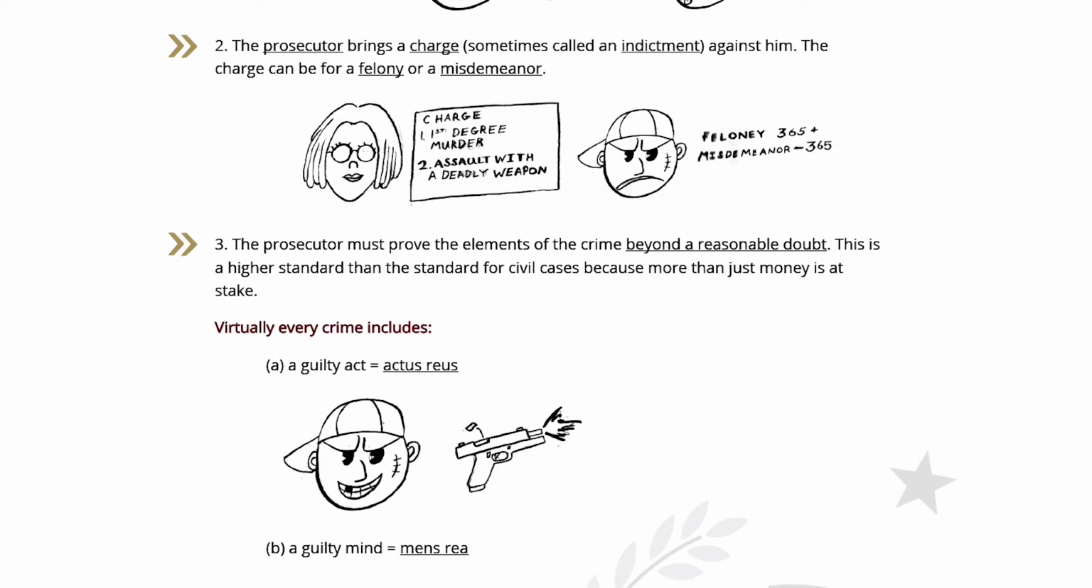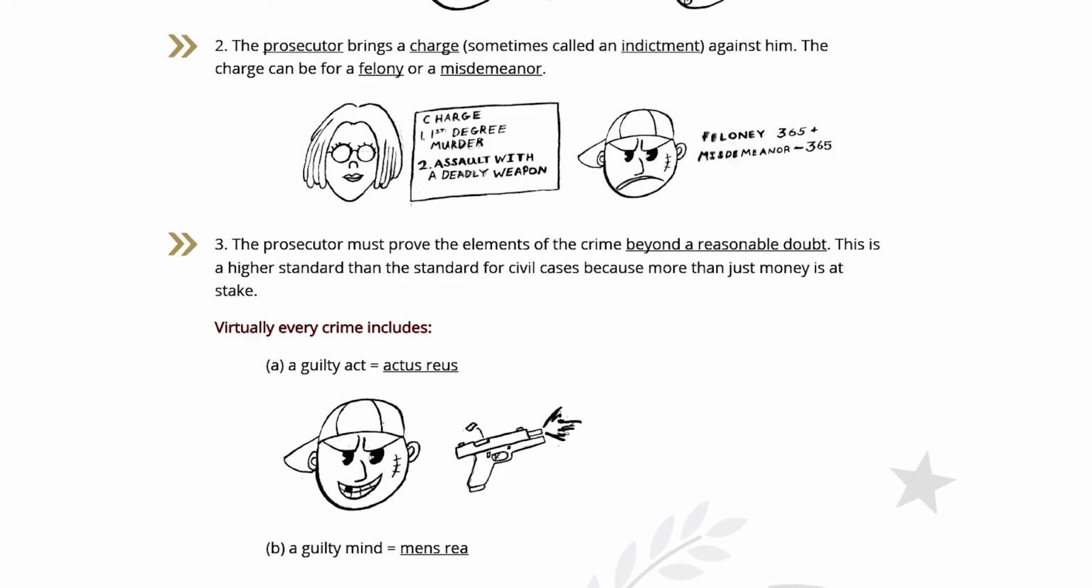This is a higher standard than the standard for civil cases because more than just money is at stake. Here, it's the defendant's liberty and maybe even life that's at stake. So therefore, the prosecutor has to prove beyond a reasonable doubt that the defendant committed the crime. Virtually every crime includes 2 elements, a guilty act, also called an actus reus, and a guilty mind, also called a mens rea. So basically, the defendant has to do something, and he also has to have a bad mindset while doing it.